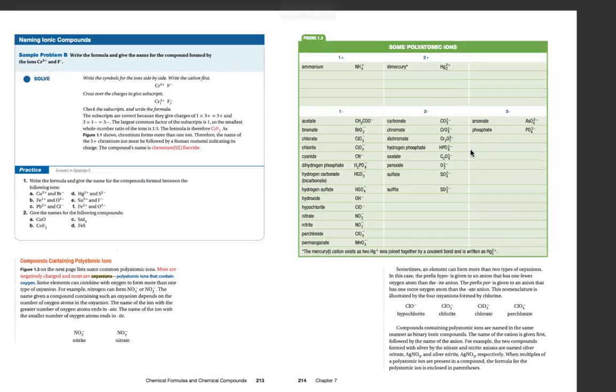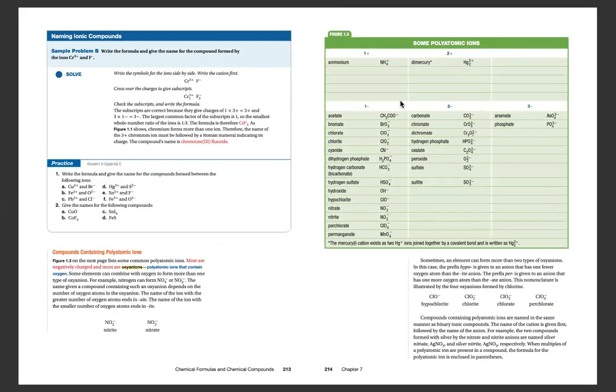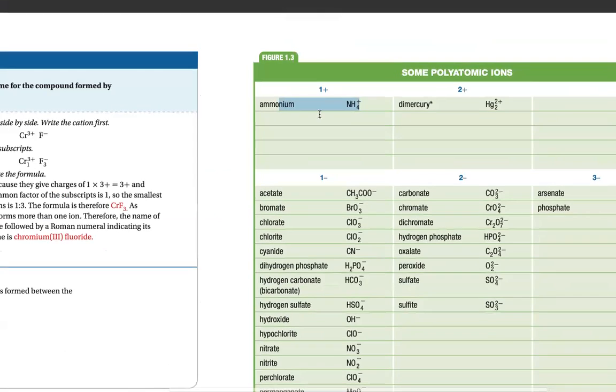The book organizes it by charge. So you can see that there are only two ions that have a positive charge. You don't have to remember dimercury. The only one you have to remember that's positive is ammonium. I don't know why it keeps highlighting the whole table, but anyway. So you have to remember that the formula NH4 represents ammonium, but you also have to remember that ammonium has a charge of +1.